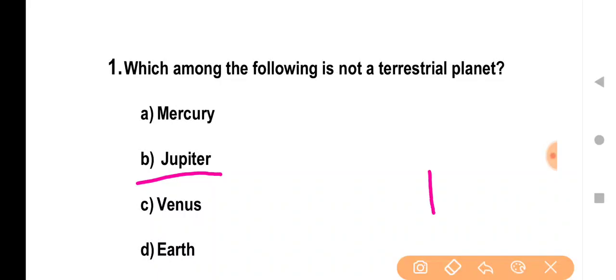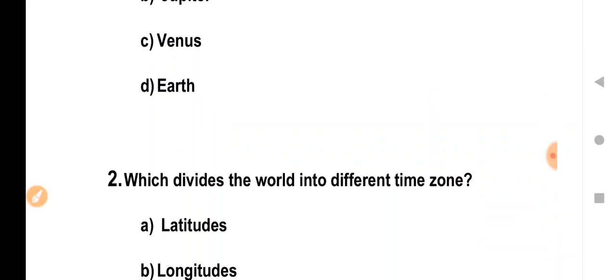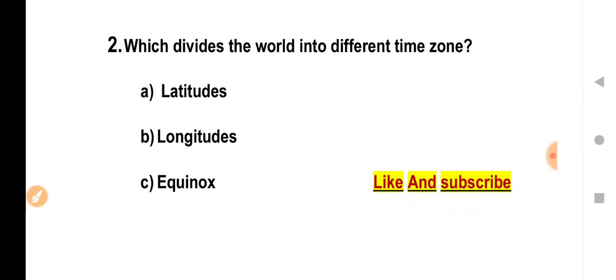Okay, then question number two: which divides the world into different time zones? And the answer is B, longitudes.